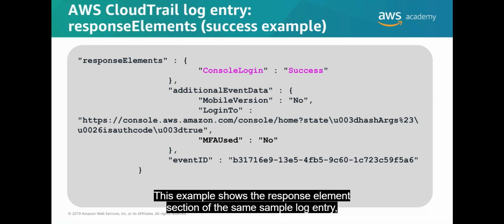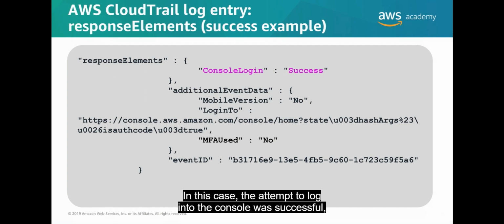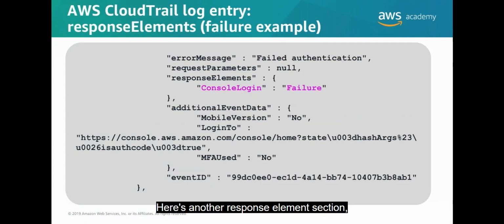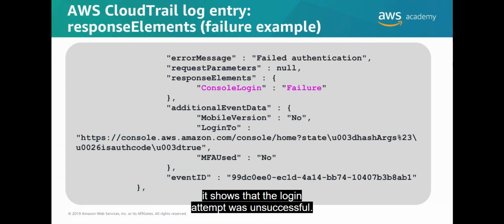This example shows the response element section of the same sample log entry. Notice the extensive number of details that are recorded for each entry. In this case, the attempt to log into the console was successful. The user did not use the mobile version of the console and didn't use multi-factor authentication to log in. Here's another response element section. It shows that the login attempt was unsuccessful.